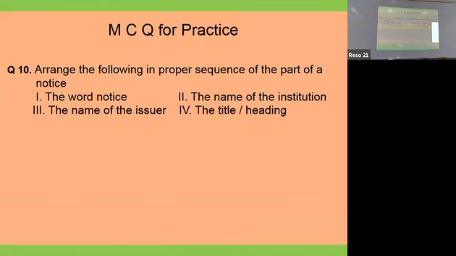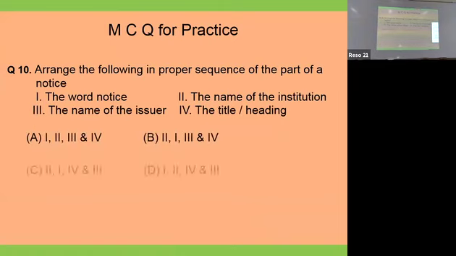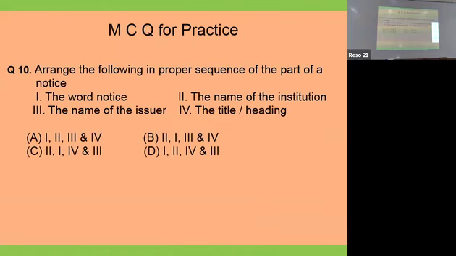Have you seen it? Have you decided? Now I'll give you the options. One, two, three, four, not possible. 2, 1, 3, 4: name of the institute, then the word notice, then the name of the issuer, and then the title. Incorrect. 2, 1, 4, 3 is the correct option. 2, 1, 4, and 3. The name of the issuer, that is at the end. His name will come last. Yes.